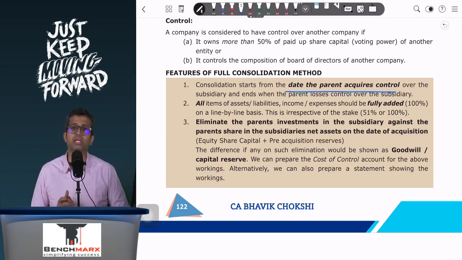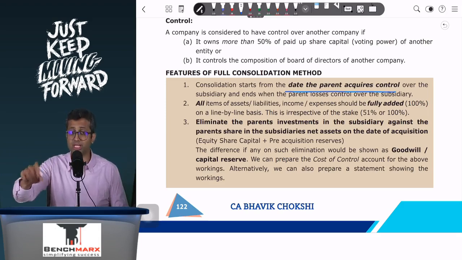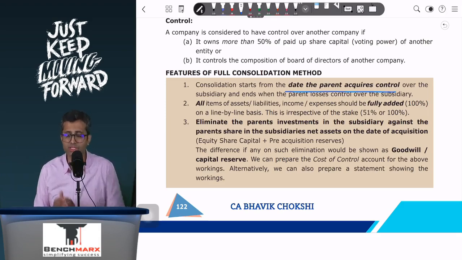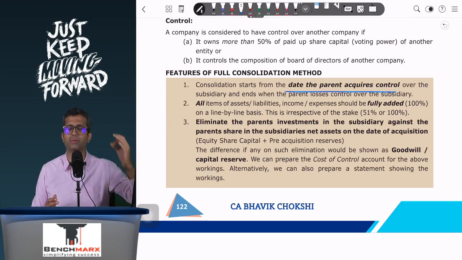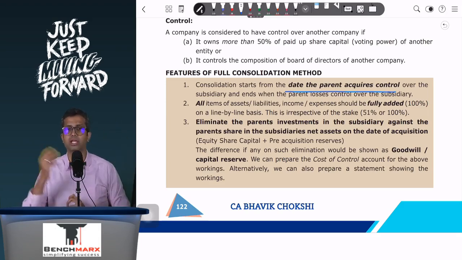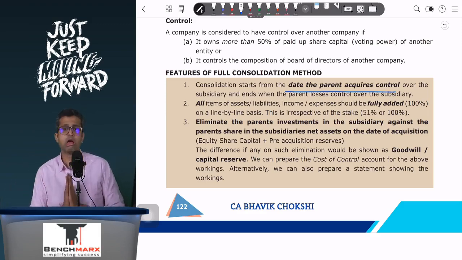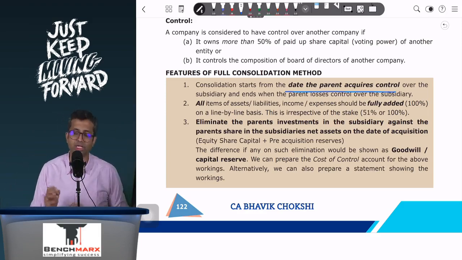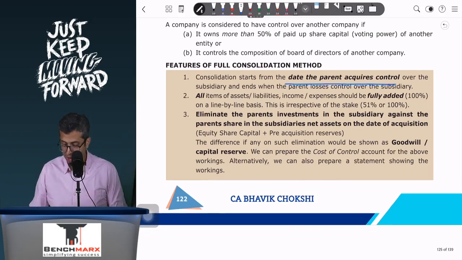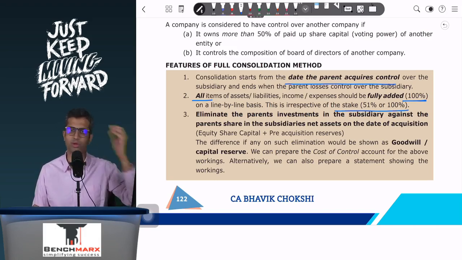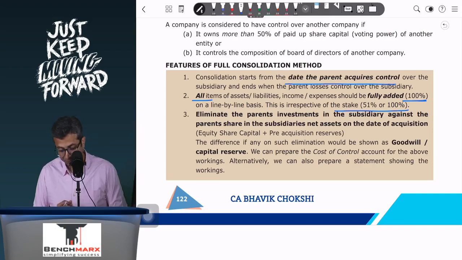However, we have only an 80% stake, which means for the remaining 20% stake, we create what is called a minorities interest, where we say that as a percentage, 20% of the net assets of the subsidiary, land, building, machinery of the subsidiary is attributable to a minority interest holder, and hence we'll show a separate minority interest line item in our balance sheet. So over here, all items of assets and liabilities, incomes and expenses will be consolidated, the entire 100%, irrespective of the stake that you are acquiring, whether 50%, 51%, or 100% stake, it does not really matter.